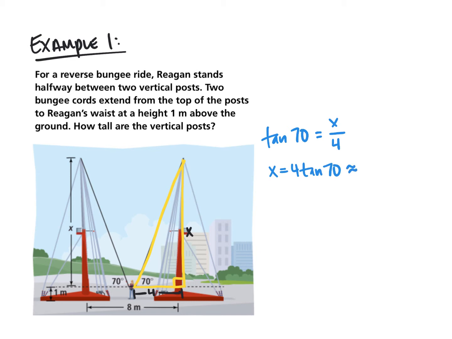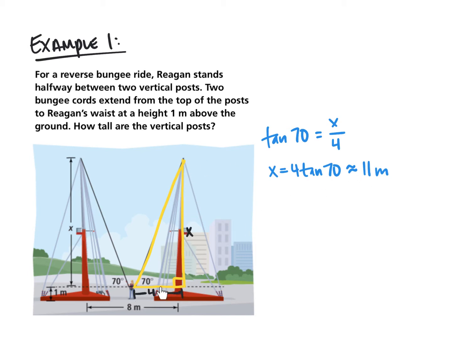And 4 tangent 70 is going to be about, let's see, that should round pretty much to 11 meters. It's like 10.9899. So we'll just go ahead and round that to 11 meters. Now that, of course, is not our answer, because why would they be giving us this piece of information right here? Because what we found at 11 meters is this point that's kind of horizontal from where the bungee cords are attaching. From there up to the top is 11 meters.